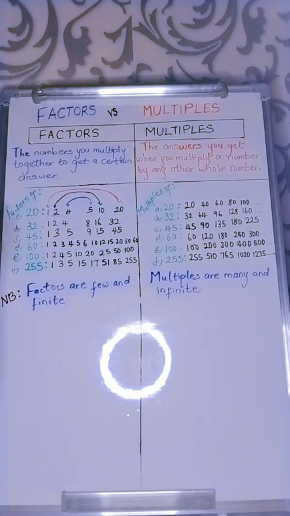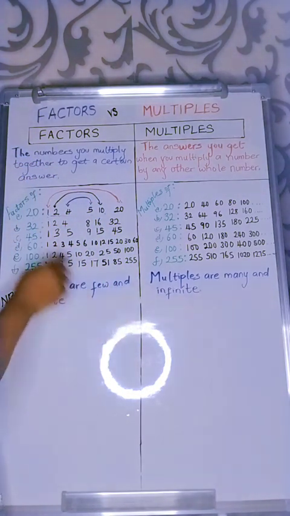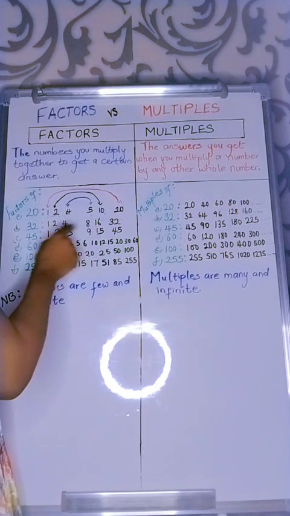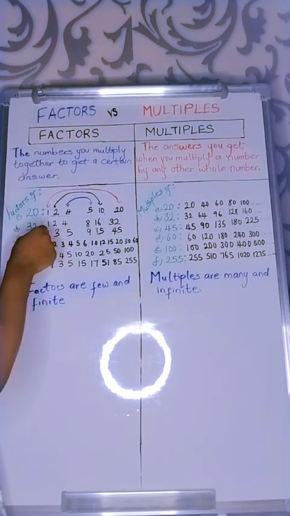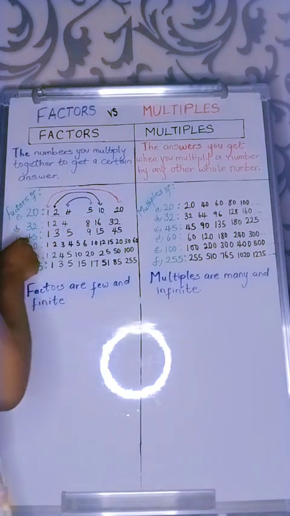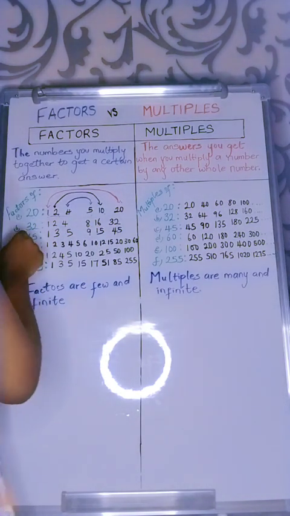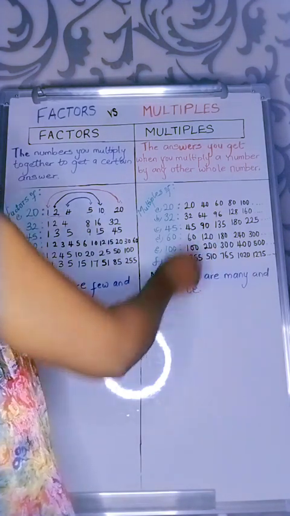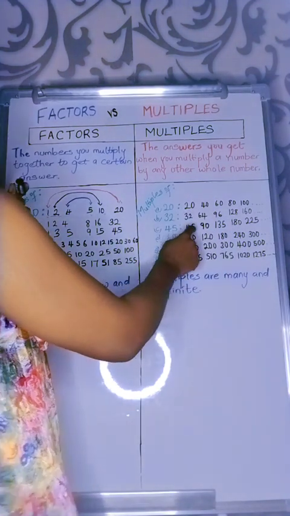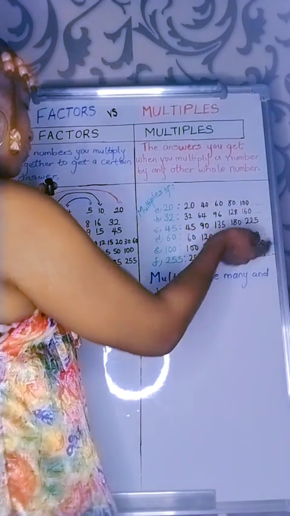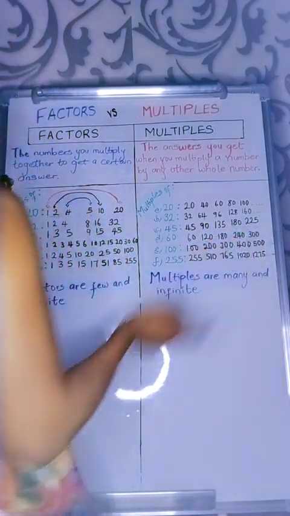So for the third one, we have 45. The first factor, like I said, is what? 1. 1 times 45 will give you what? 45. The next factor is 3. 3 times 15 will give you 45. 5 times 9 will give you 45. So you'll be writing it together like that. Very simple. Multiples of 45, you have 45. Adding 45 again, 90. Adding again, 135, 180, 225.